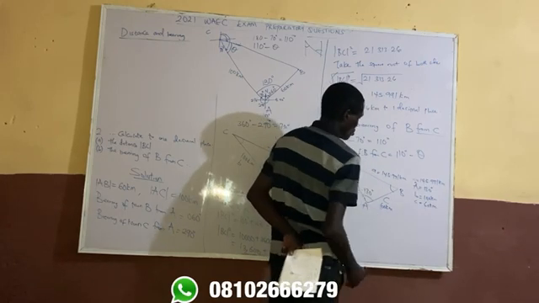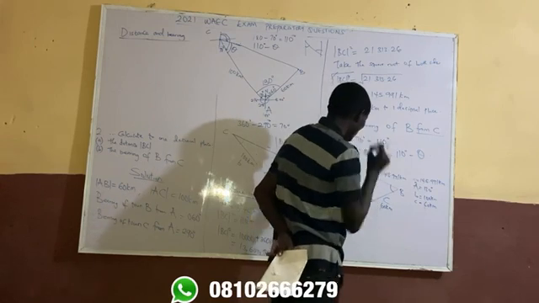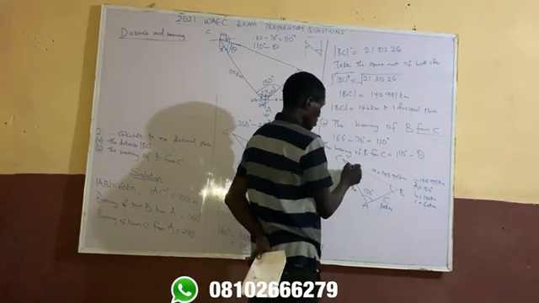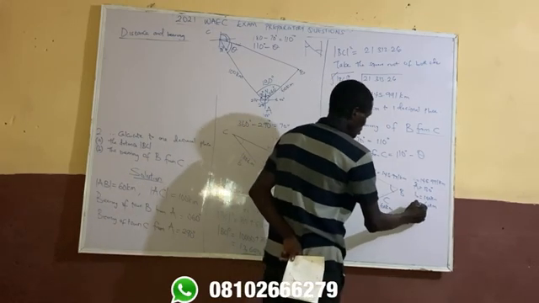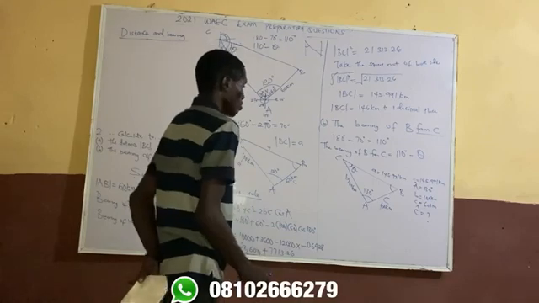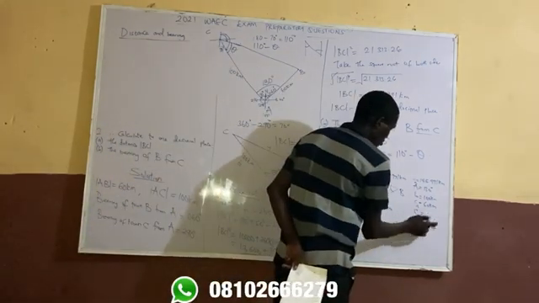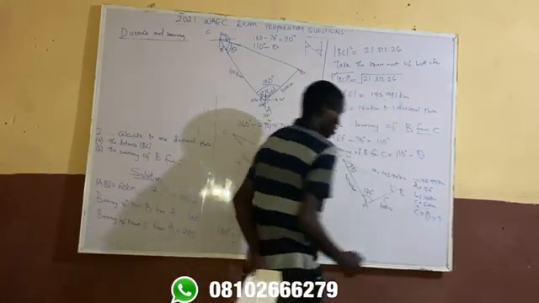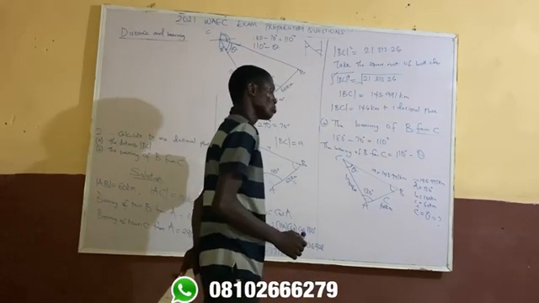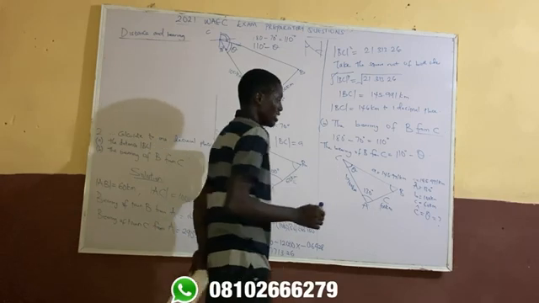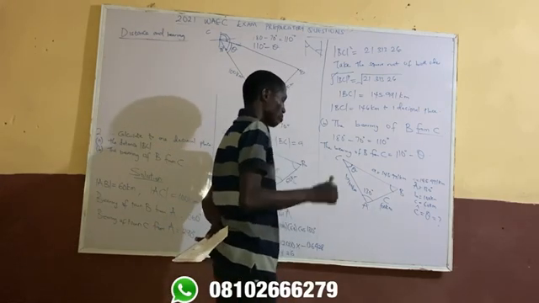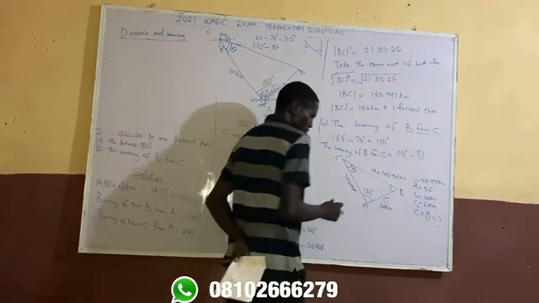So what we are looking for is angle theta, which is angle C. Angle C is the same as theta, which is unknown. That's what we have to look for, and it is one of the things we use to find our bearing. So how do you find this one?